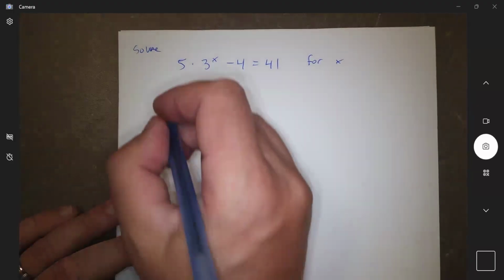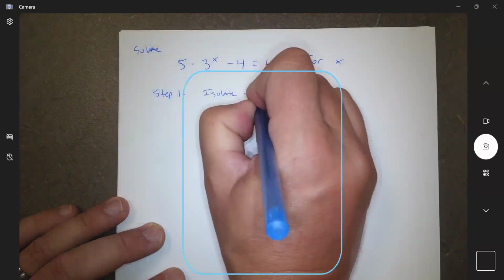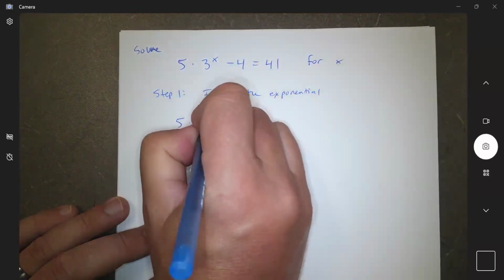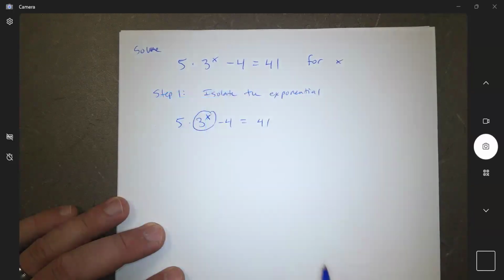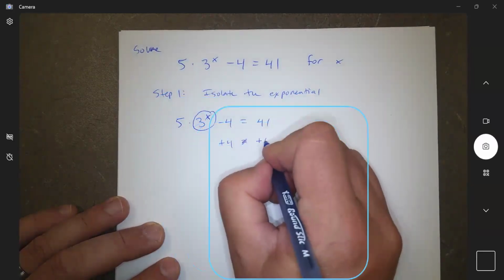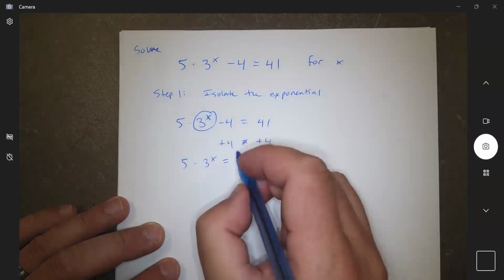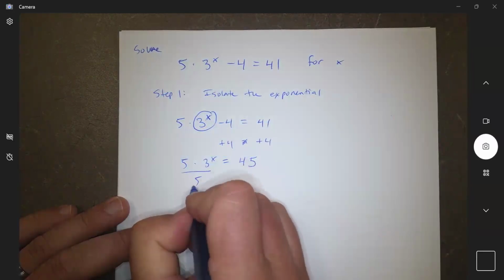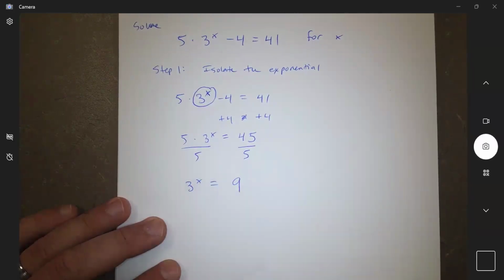Okay. So step 1, isolate the exponential. If I have 5 times 3 to the x minus 4 equals 41, I'm trying to isolate the 3 to the x. First I'm going to add 4, right? I like to SAD map. And I get 5 times 3 to the x equals 45, right? And then divide both sides by 5. And I get 3 to the x equals 9.